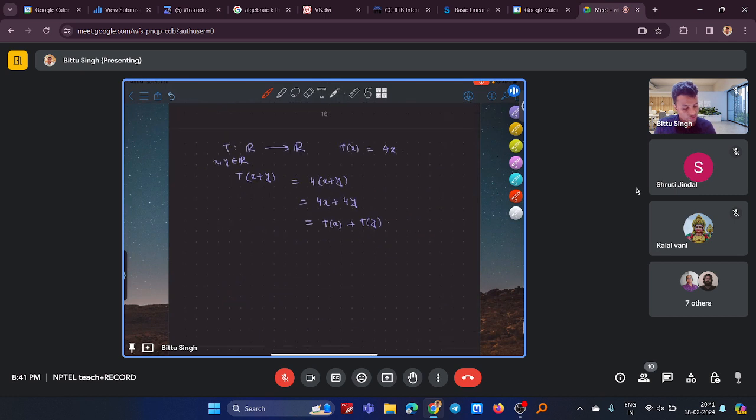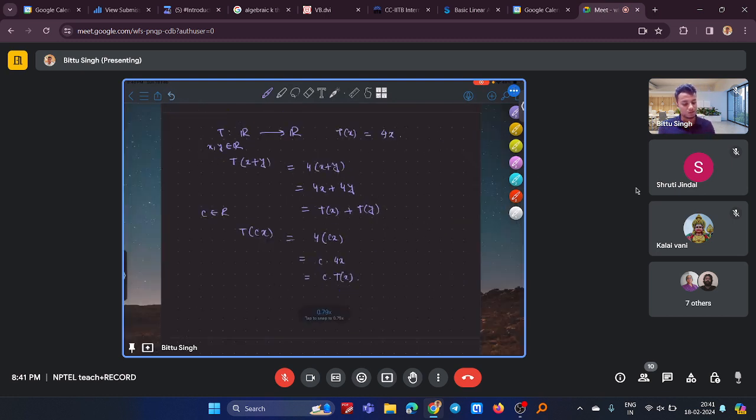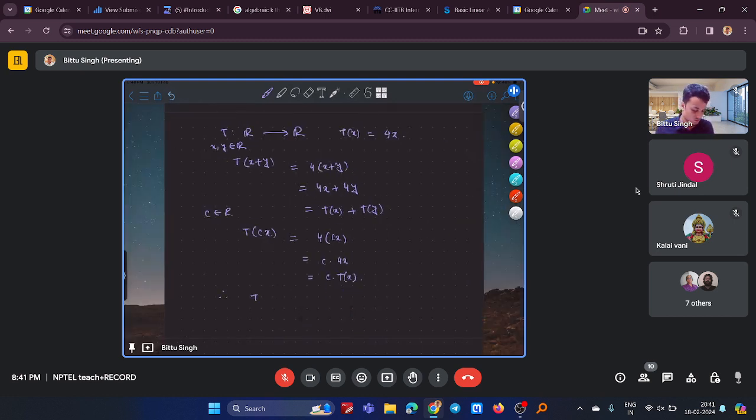Now we need to check the second property, that is, whether it respects scalar multiplication or not. So T of c times x, where c belongs to the field F, and F here is the real numbers. This is 4 times cx by definition. But this is the same as c times 4x, and this is the same as c times T of x. Hence, we can say T is a linear transformation.